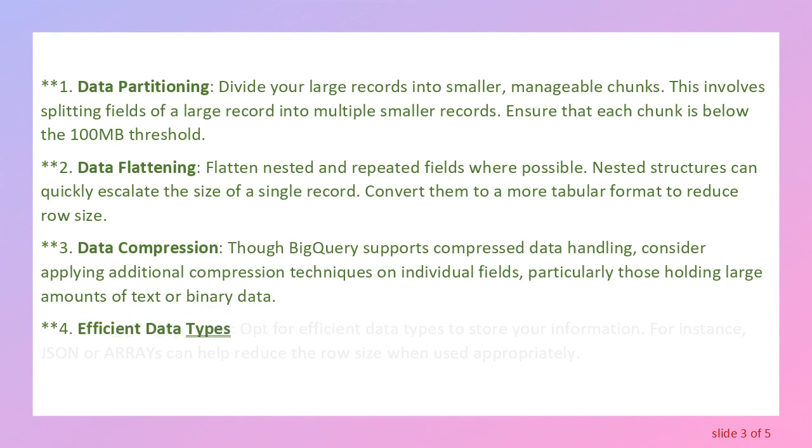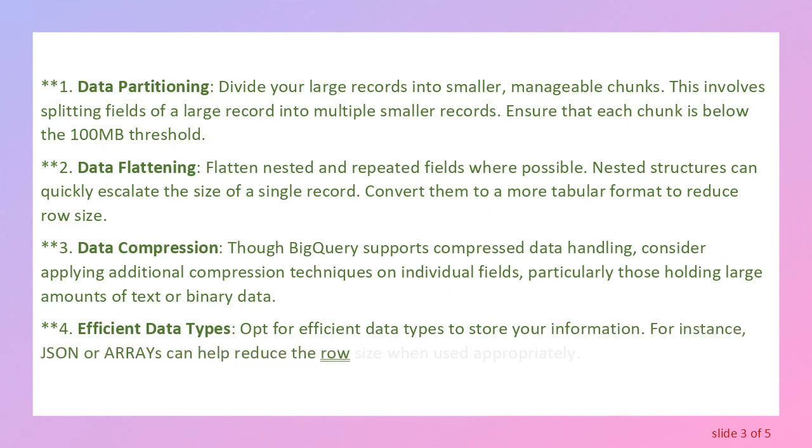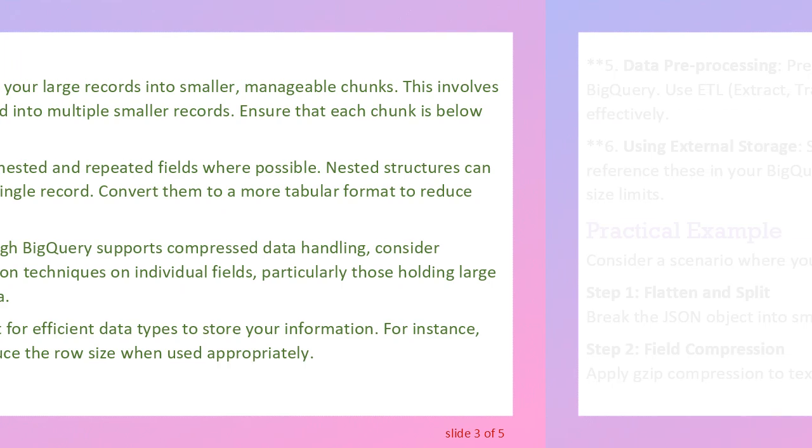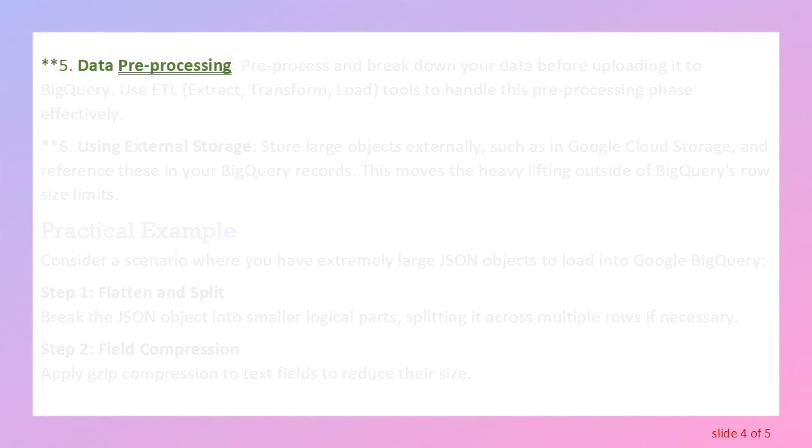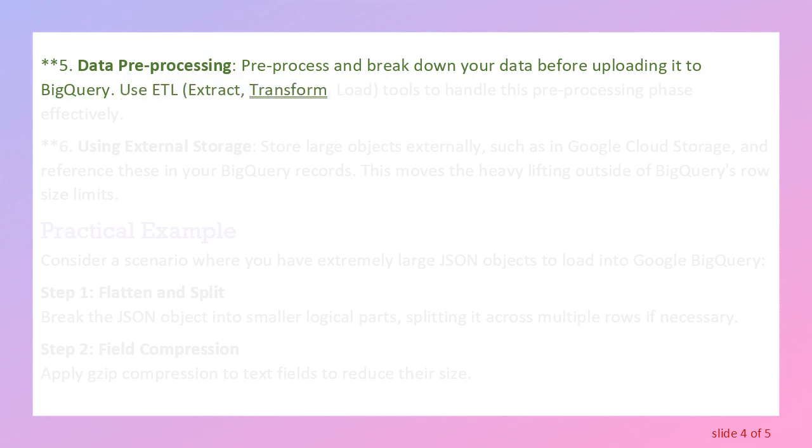4. Efficient data types. Opt for efficient data types to store your information. For instance, JSON or arrays can help reduce the row size when used appropriately. 5. Data preprocessing. Preprocess and break down your data before uploading it to BigQuery. Use ETL (extract, transform, load) tools to handle this preprocessing phase effectively.